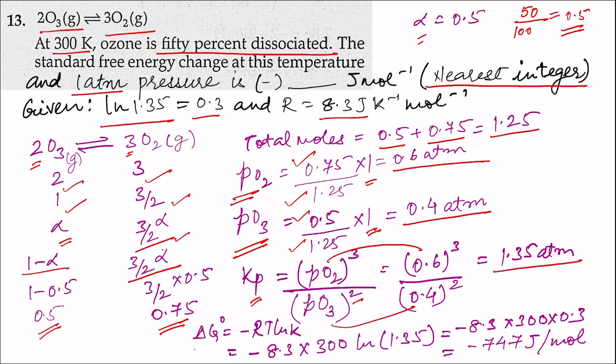Now delta G is equal to minus RT natural log of K. Putting the value of R and T, natural log of 1.35. This is natural log of Kp. So natural log of Kp means natural log of 1.35, which is given in the question as 0.3. So value of delta G is minus 8.3 into 300 into 0.3, which is equal to minus 747 joule per mole. So here the answer will be 747. Minus sign is already given in the question, so 747 joule per mole.